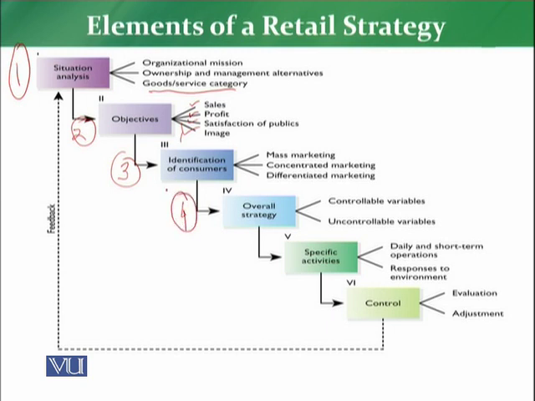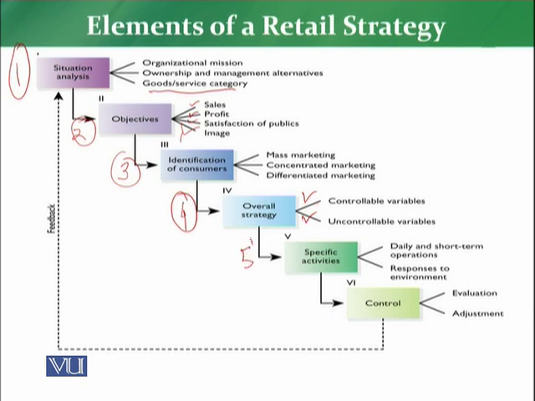Then is the fourth element. After the third element, the retailer moves to the overall strategy. And in this overall strategy, the retailer has to spell out all controllable variables and all uncontrollable variables. So what are the things which the retailer can control, and what are the activities, the actions on variables which the retailers will not be able to control.